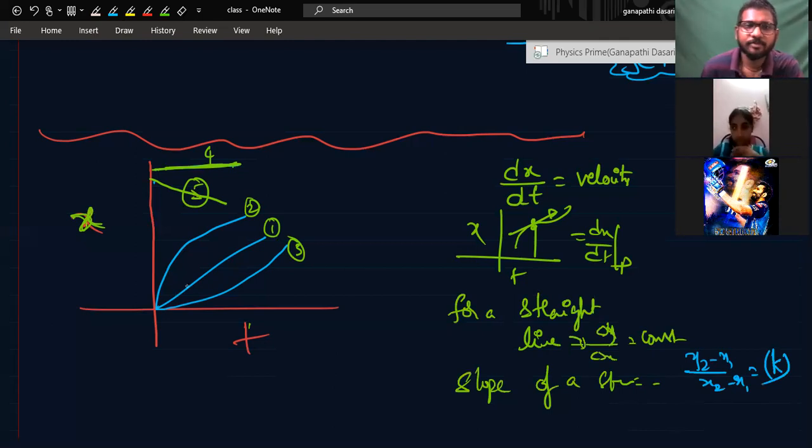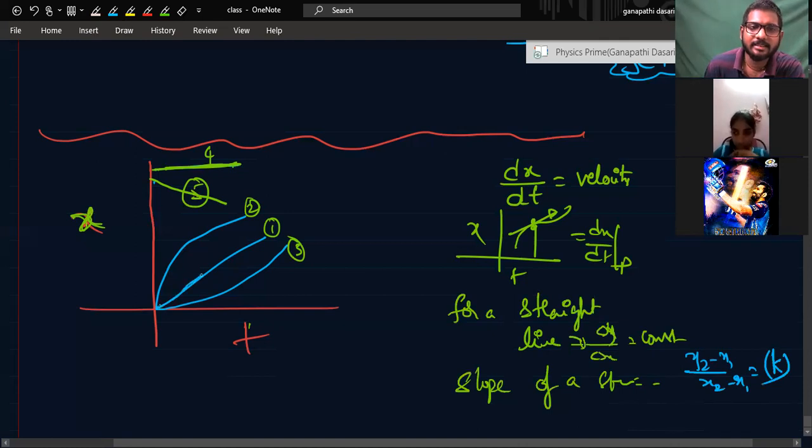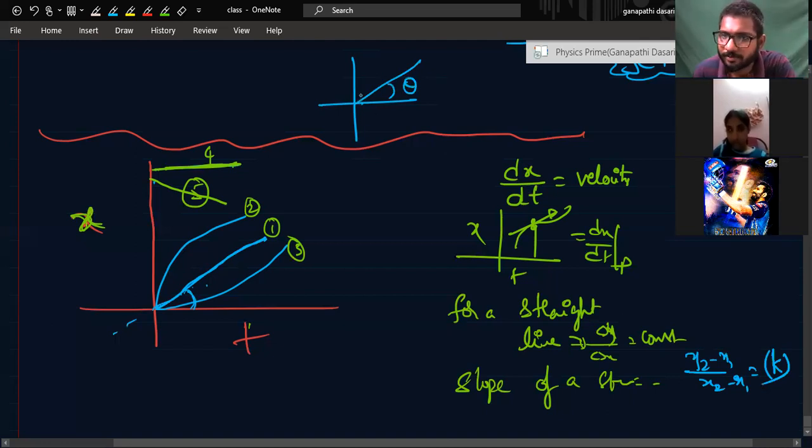So here, this is a straight line. Can we write tan theta as the slope? If this is theta, then tan theta is the slope of this line or not? So the slope of this line, the slope of the XT graph, will give you information about what?